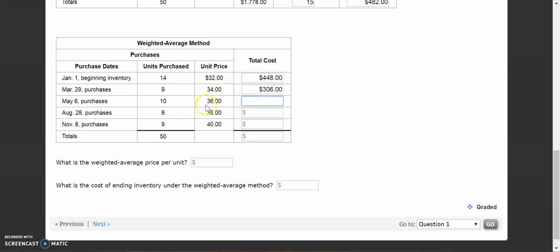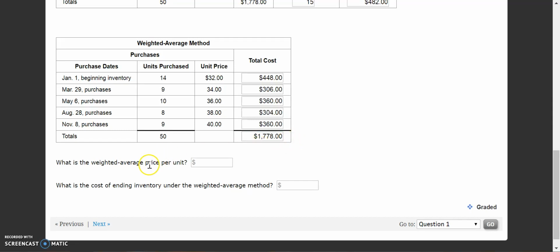Then we come down here and do 9 units times 34. That equals 306. We have 10 units at $36, that's $360. And we have 8 units at $38, which is $304. And then on November 8th, we have 9 units at $40, which is $360. So when we total all 5 of those amounts, we end up with 1,778. That is our total cost.